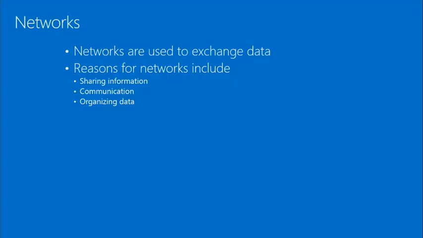So let's go ahead and talk about the basics of a network. Networks are used to exchange data, and reasons for networks include sharing information, communicating, and organizing data. So this is all kind of generic. Sharing information. What kind of information could we share, Christopher? Anything. Pictures, music, movies. On a LAN that we have licenses for, of course.